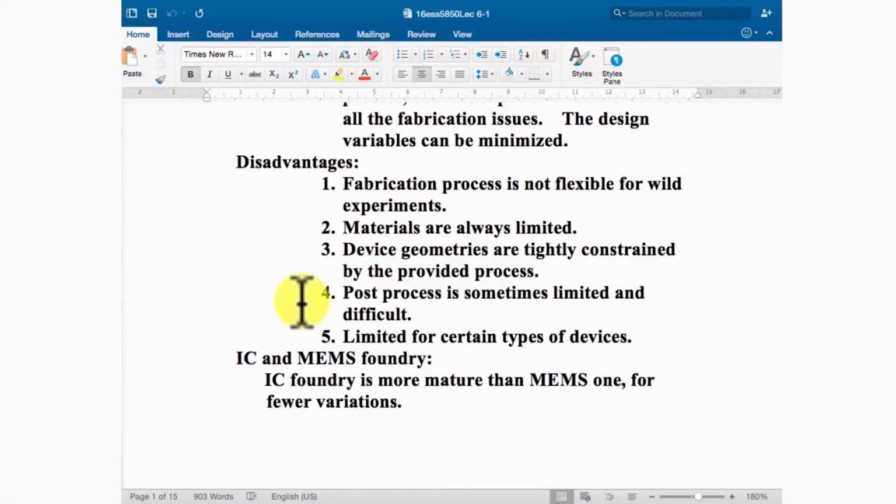Also, for some post-process, usually the material or the process condition may not be compatible with the previous process condition and the previously processed material. For example, if you want to do high temperature annealing, it is not allowable after the return of your chip, because some low temperature material has already been fabricated on your chip surface. So after the fabrication is finished, continuing with a high temperature process is not allowable.